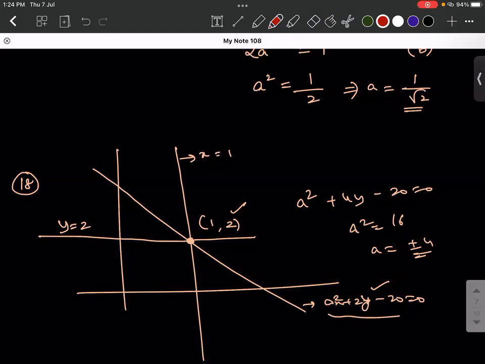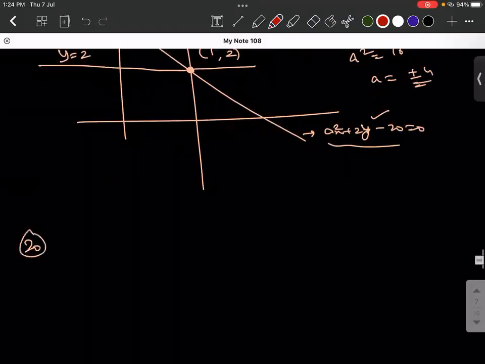Not equal to 10. 20th. So 1 by 5 is equal to 2 by k is equal to 3 by 7. Is it right? Correct? There is a mistake, corrected.